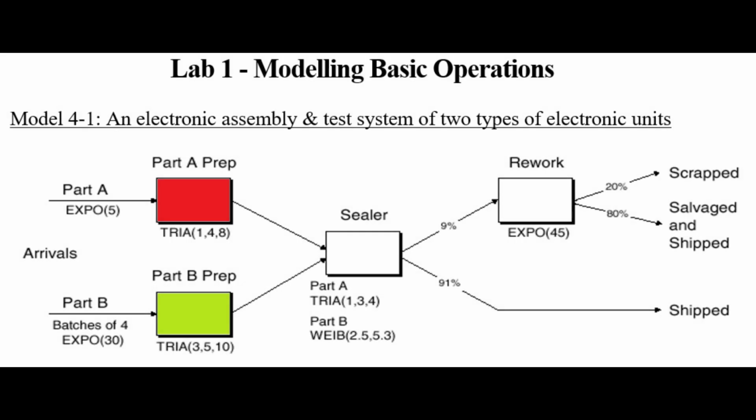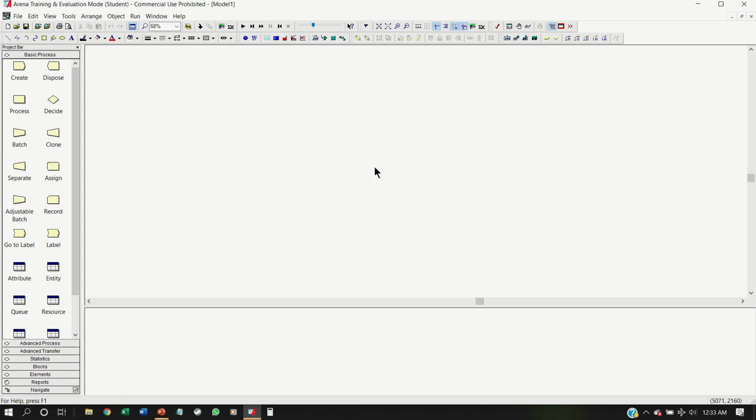So the system we are modeling is an electronic assembly and test system of two types of electronic housing units, Part A and Part B. These parts are sent to their respective prep stations and then are sent to a sealer machine. After leaving the sealer machine, the parts are inspected, and if they are good, they get sent off for shipping. If they are no good, they get sent to the rework station. After they've been reworked, they are inspected again. If they're good, they get sent off for shipping, and if they're still no good, then they get sent off to scrap.